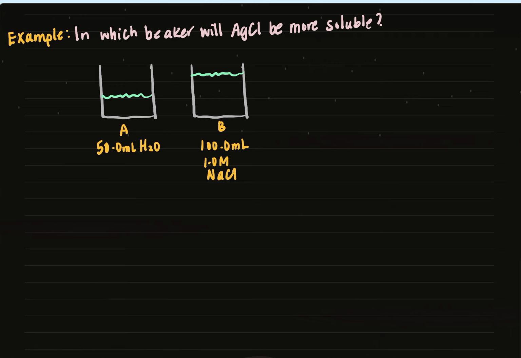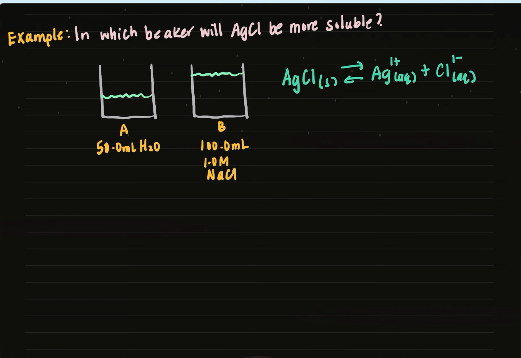I have two beakers here: A, which is labeled as 50.0 milliliters of water, and B, which is labeled as 100.0 milliliters of 1.0 moles per liter sodium chloride. Before we jump into the answer, let's write down the dissociation equation for AgCl. Again, we're going to use equilibrium arrows. This will break down into silver ions, silver 1 plus, plus chloride, which is 1 minus. That's how silver chloride will dissociate.